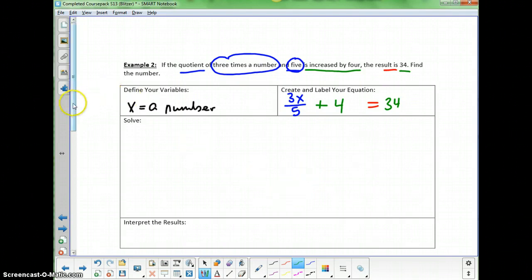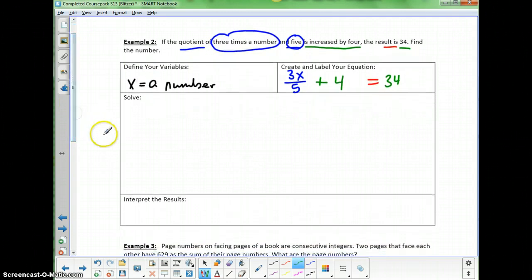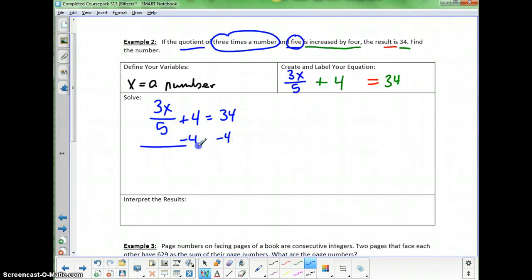So this one, yes, was very mathematical in its translation. The next one right here is going to be a little bit more English-based, and I can do the translation. So let's go ahead and solve this equation. 3x over 5 plus 4 equals 34. When I begin to solve it, the first step is going to be identify where x is, work away from it. This is plus 4, so I need to subtract 4 from both sides. So 3x over 5 equals 34 minus 4 is 30.